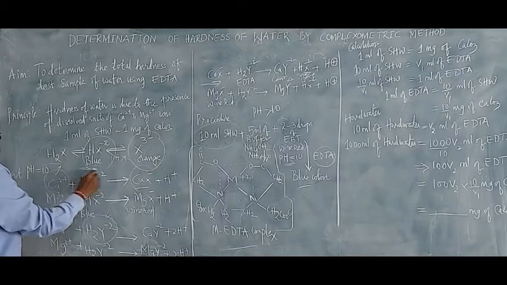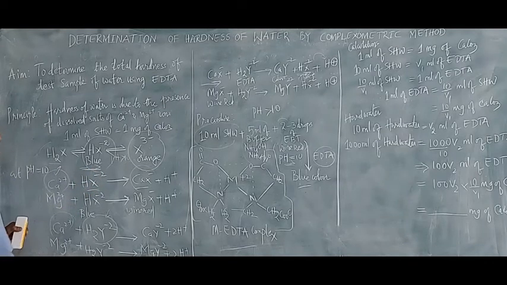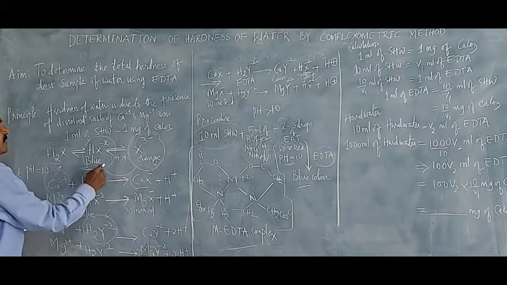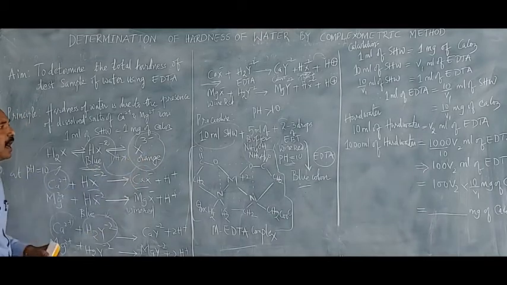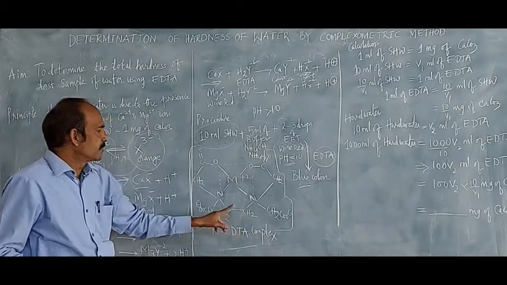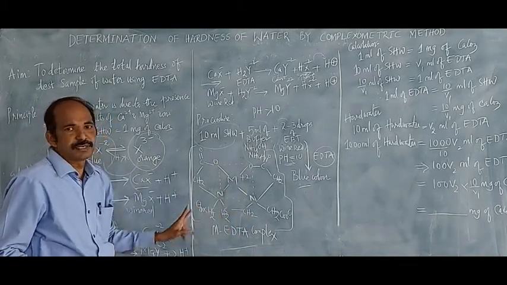The only thing is, whenever the pH is greater than 10, we get orange color, where we cannot differentiate between the wine red and the orange. And if the pH is less than 10, the metal ion indicator complex will decompose before it reaches the end point.